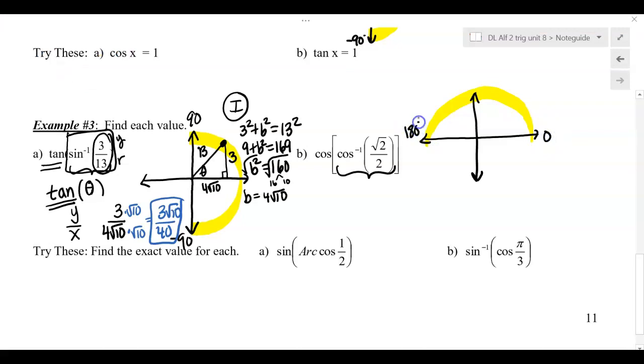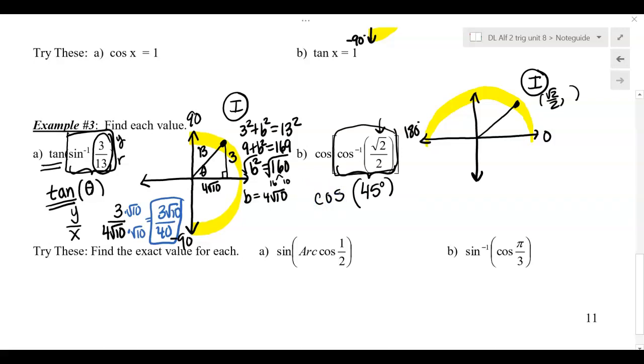The cosine is positive because this is a positive rad 2 over 2 in here, so I'm expecting this to be in quadrant 1. And rad 2 over 2 is a value I recognize from my unit circle. So I specifically recognize that as the x-coordinate when I'm at a 45-degree angle. So this is 45 degrees. And that's the answer to just this inner portion, the inverse cosine of rad 2 over 2. But then I'm going to find the cosine of 45 degrees.